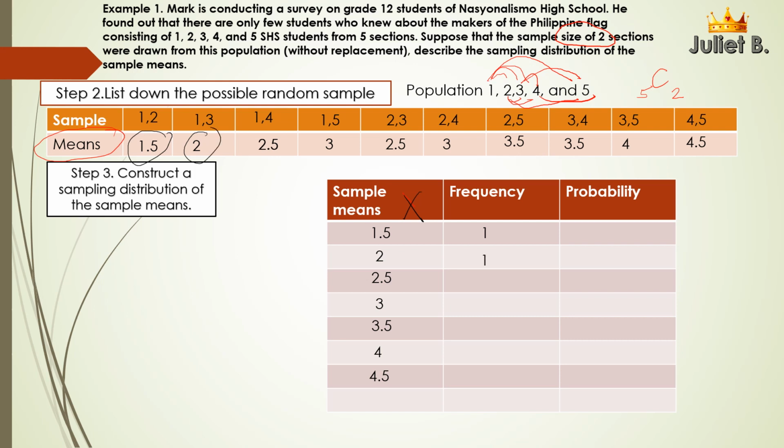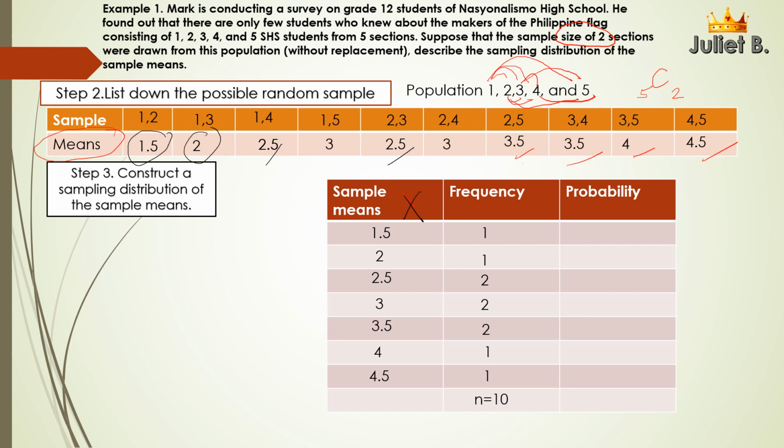Wala. So, 1 pa rin siya. 2.5, dalawa sila. That's why it's 2. And then, 3, there are 2. So, kaya dalawa ilalagay natin dito. Dalawang 3.5. So, 2 din siya. Isang 4, isang 4.5. So, yun na. Ngayon, kung bibilangin natin yan, take note na itong samples natin ay 10. Dapat pag inadd natin itong frequency, 10 din siya. After that, yung mga frequencies na yan, kuhanan natin ng probability.